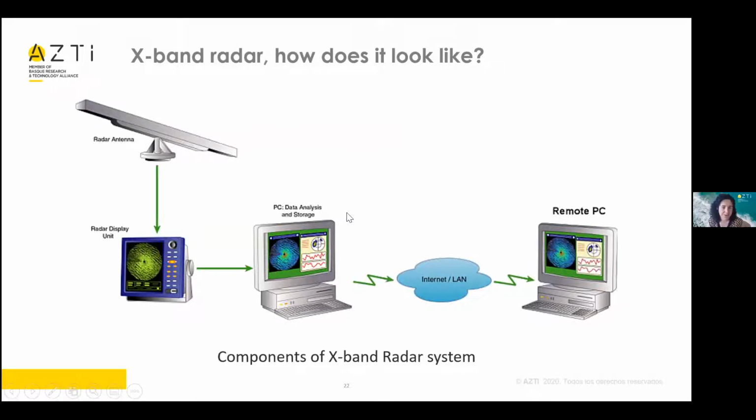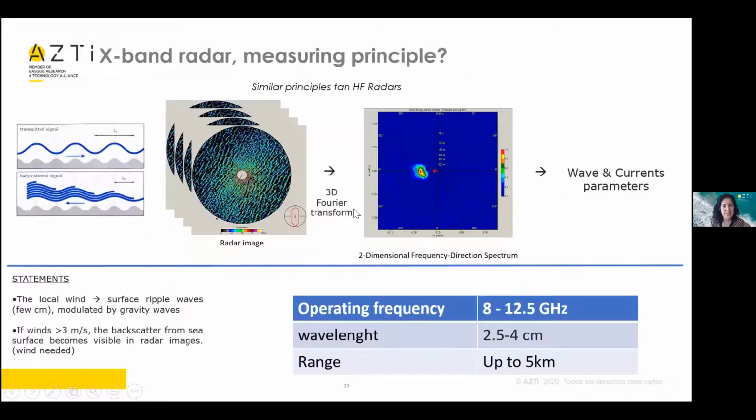This is just a typical configuration of the X-band radars. And in this case, instead of measuring the real waves that we are observing in the ocean, the technology measures the small surface ripple waves that are modulated by the gravity waves. So if there is wind, we can measure this roughness of the ocean, and again, doing the transformation of the spectra, we can get the information of the waves and currents.